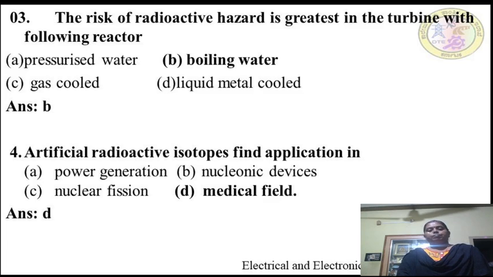Fourth, artificial radioactive isotopes find application in: A power generation, B nucleonic devices, C nuclear fission, D medical field. The answer is D, medical field. That is, artificial radioactive isotopes find applications in medical field.